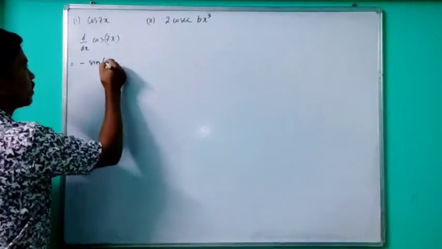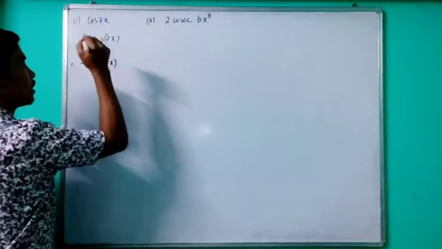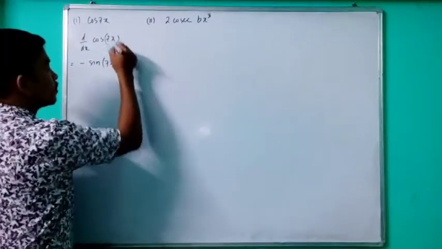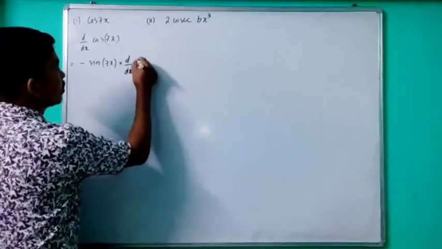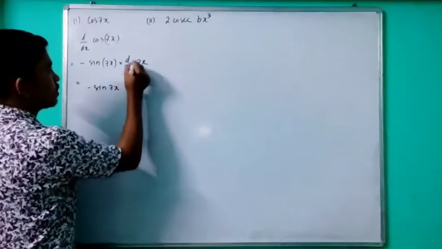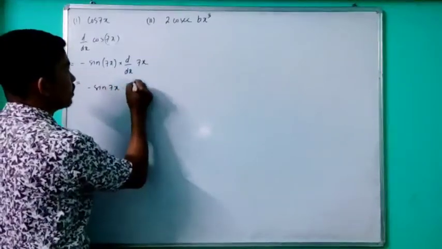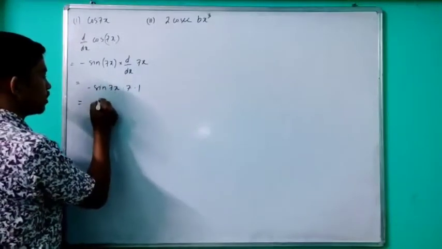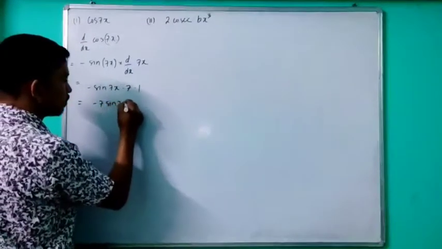The value of x here is 7x. But this is not x. So whichever you have considered as x, we have to differentiate it once again. So d by dx of 7x. So this will be equal to minus sine of 7x into the derivative of 7x, which is 7 times the derivative of x, which is equal to 1. So this will be equal to minus 7 sine of 7x.